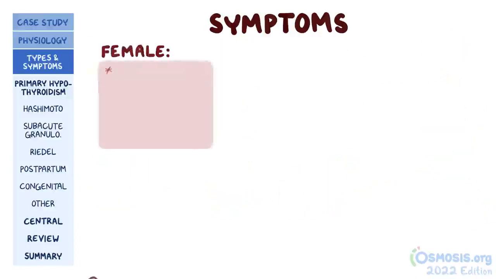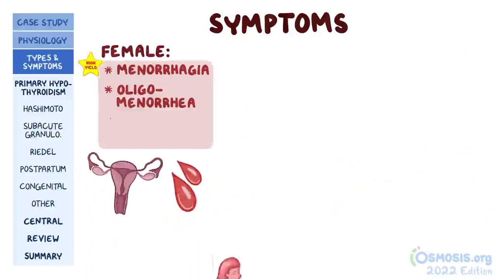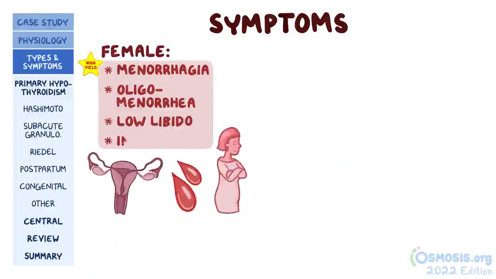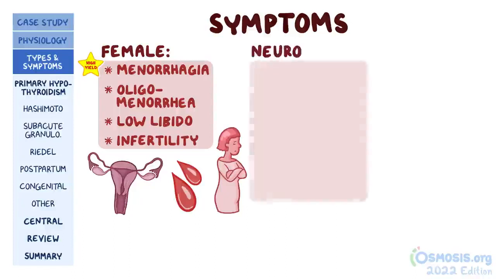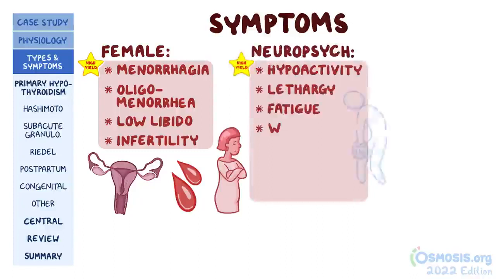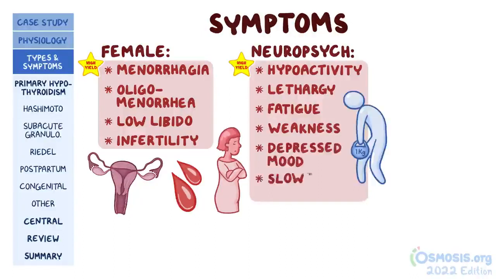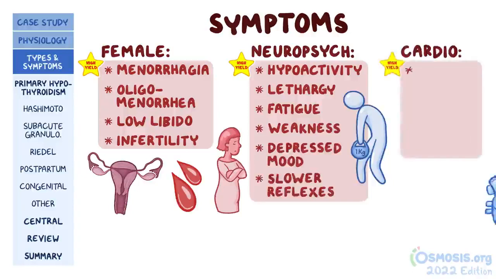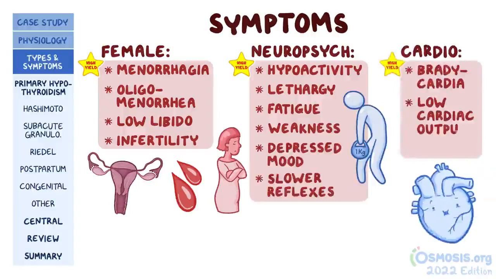Reproductive findings include menorrhagia, oligomenorrhea, and low libido in females, and even infertility. These changes can occur due to deficient LH secretion. Neuropsychiatric findings include hypoactivity, lethargy, fatigue, weakness, depressed mood, and slower reflexes. Finally, cardiovascular findings include bradycardia, low cardiac output, and dyspnea after exercising.